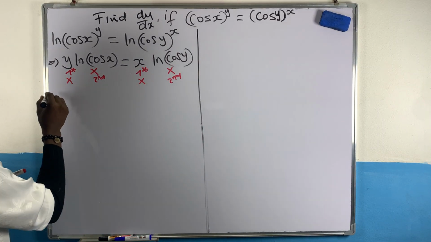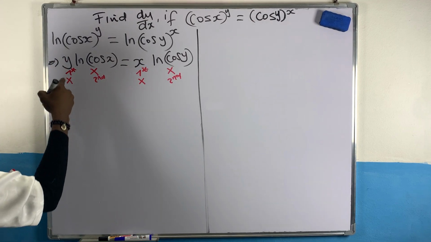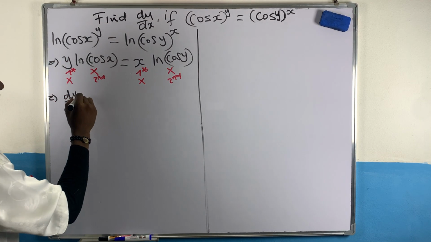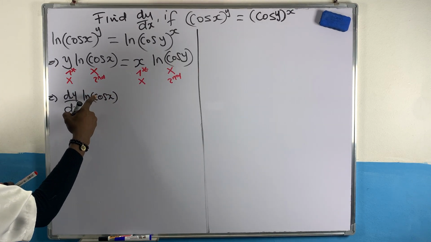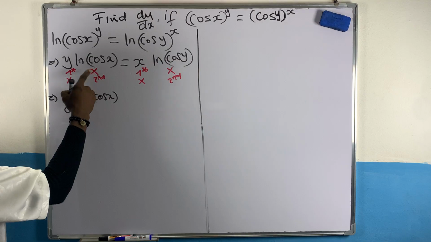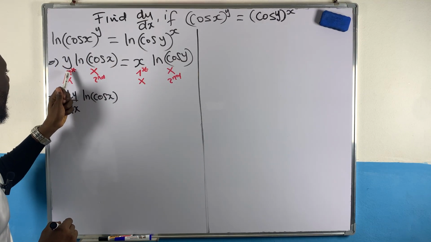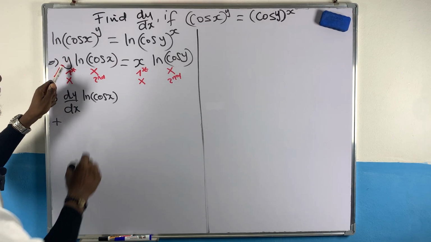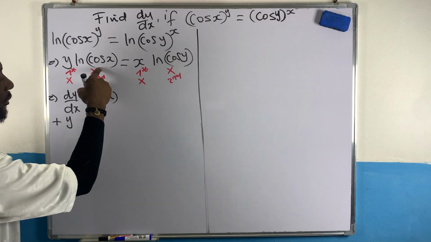So applying our differentiation directly, differentiating y first, the differential of y with respect to x is dy/dx times ln cos x. If you see, I have not differentiated ln cos x, plus now I keep y. That's why you see I mark y. The second time that I'm differentiating, I differentiate ln cos x. So I have y times the differential of ln cos x.